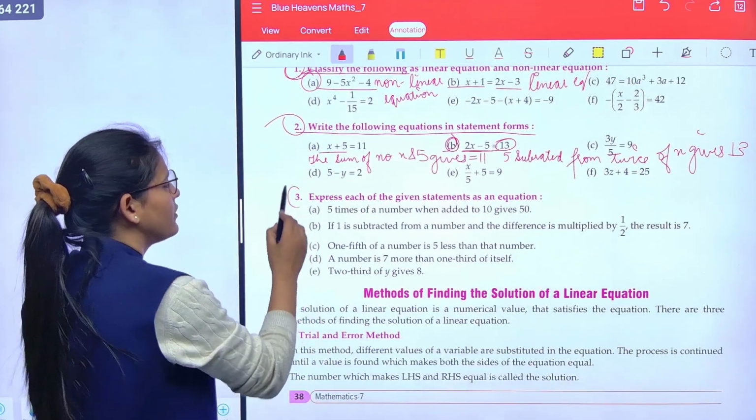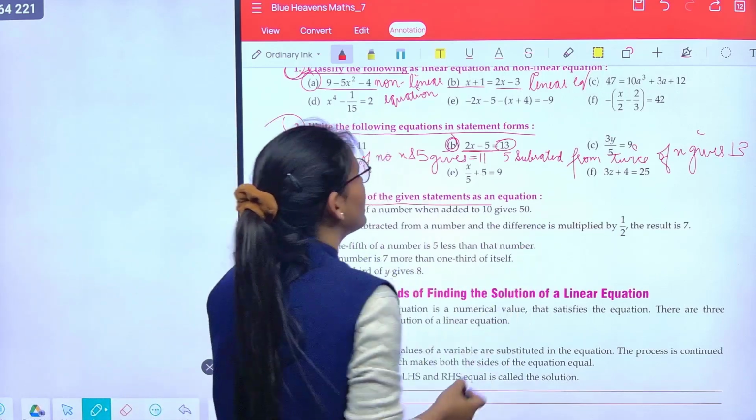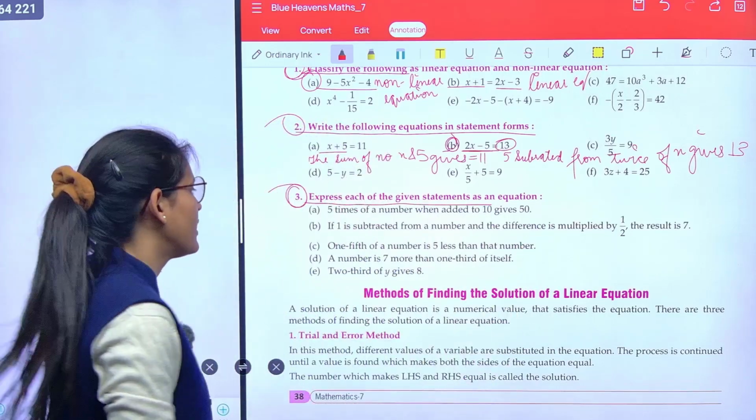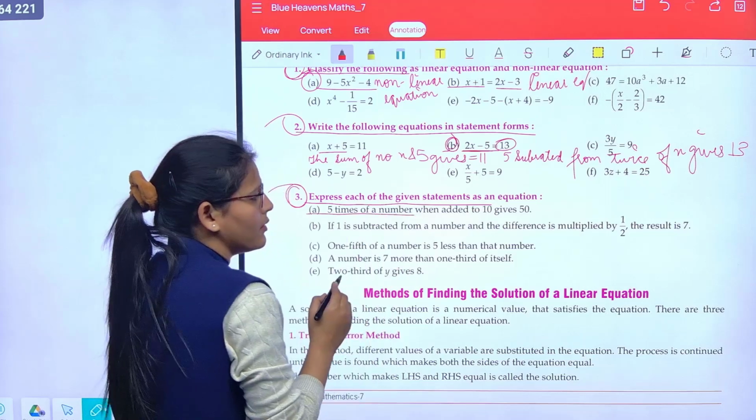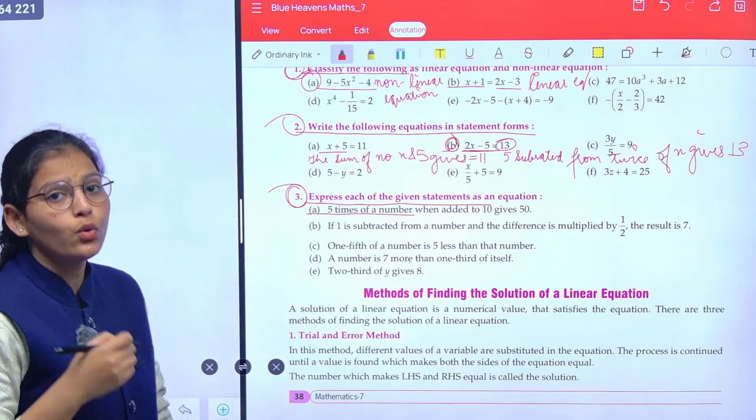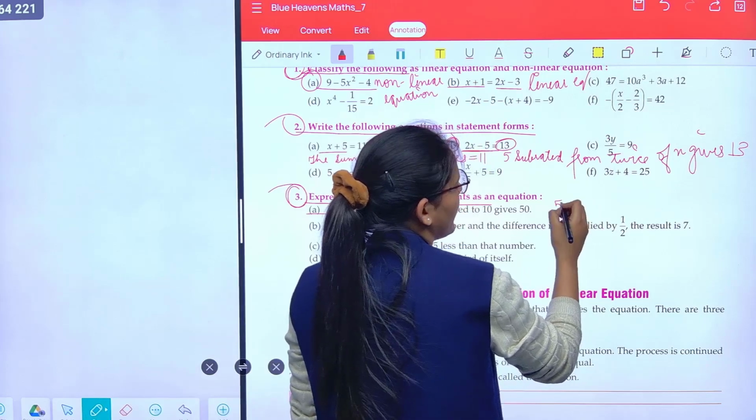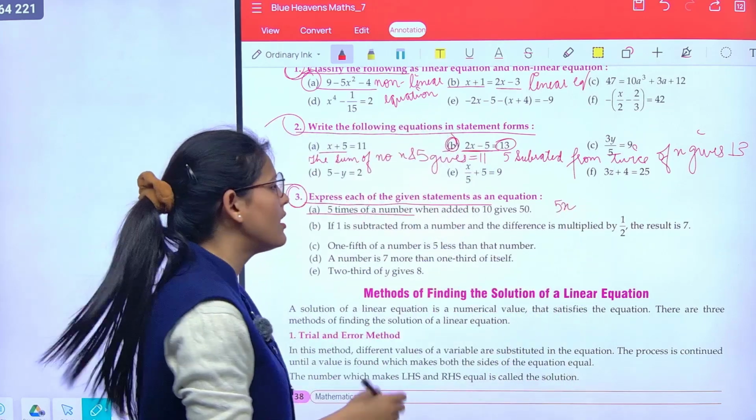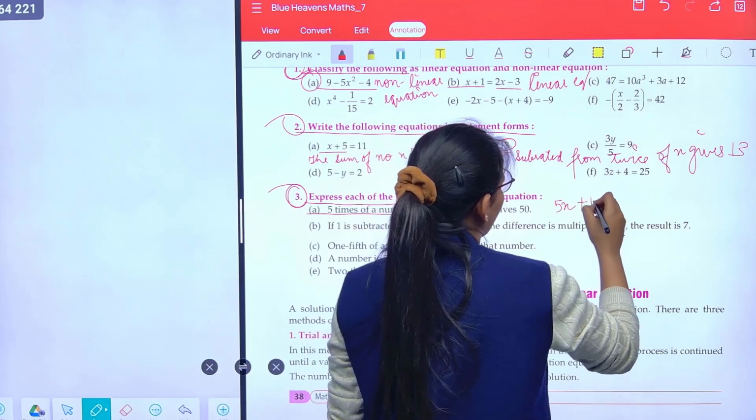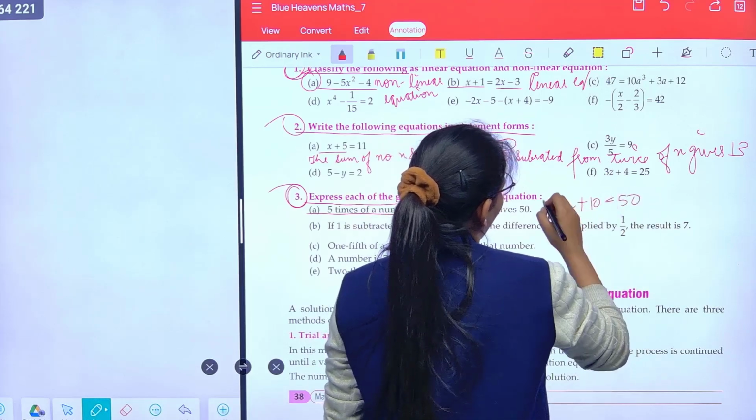Come on, question number 3. Express each of the given statements as an equation. Now class, 5 times of a number when added to 10 gives 50. Let us take 5 times a number as x. 5 times of a number when added to 10 gives 50. Understand class?